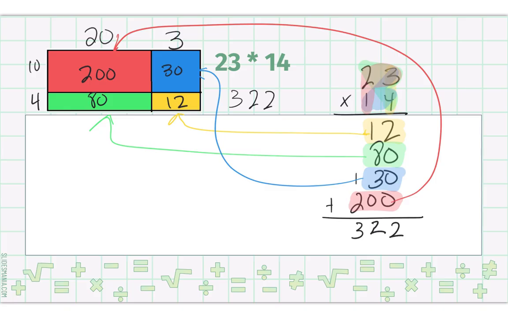See how the area model and the partial products method both show the same 4 parts. Each partial product represents one of the smaller rectangles in our area model.